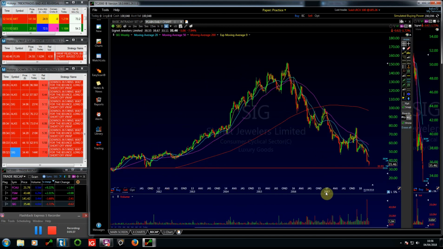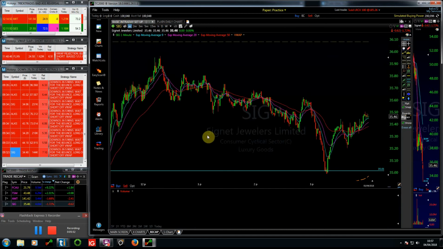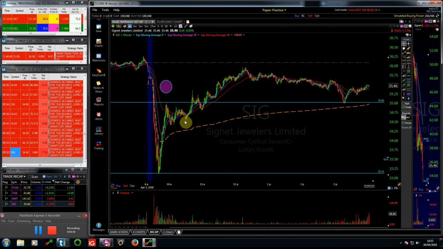It's got no support really there until 31. So it had plenty of room below, which is why I thought it would just drop and die away. But for some reason that didn't happen. It got bought up, as you can see. It got bought up here. Some buyers came in and pushed it back up. So it didn't work for me.